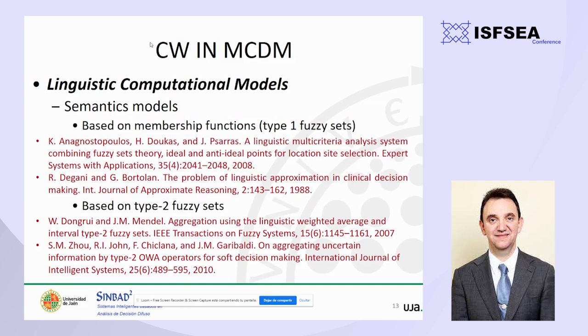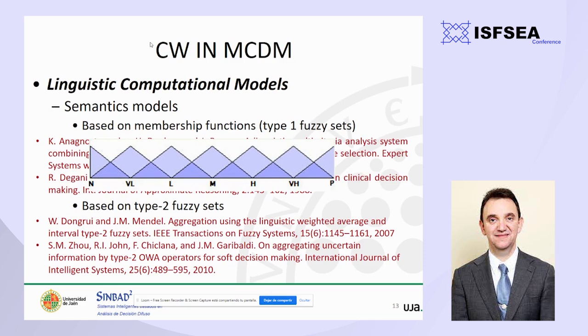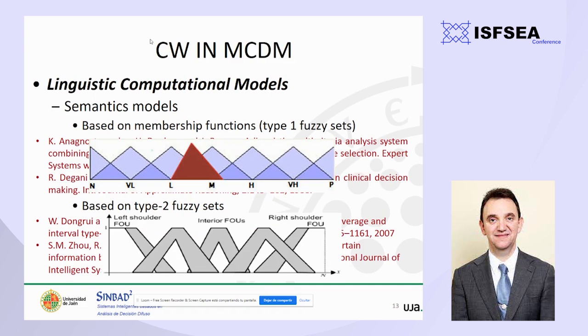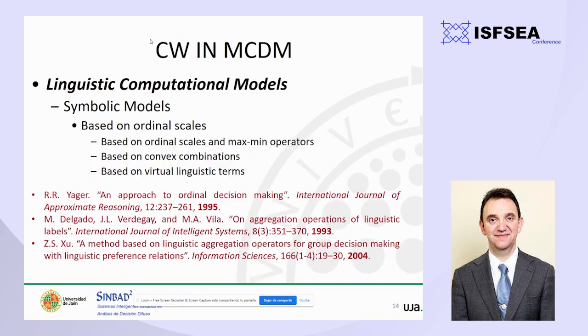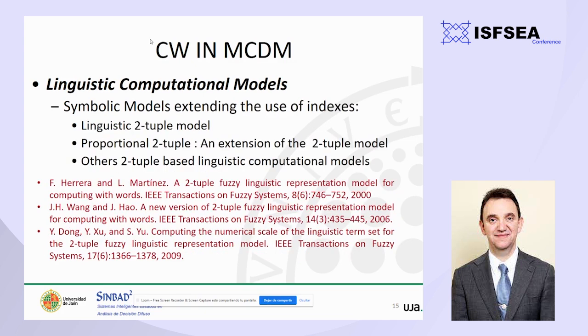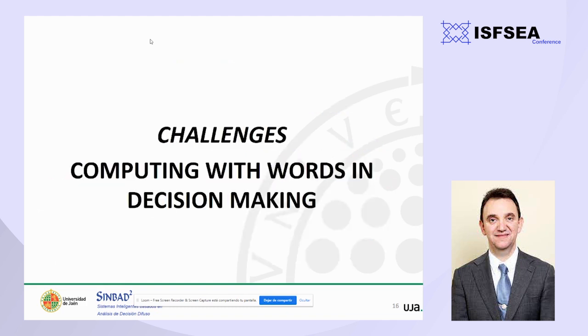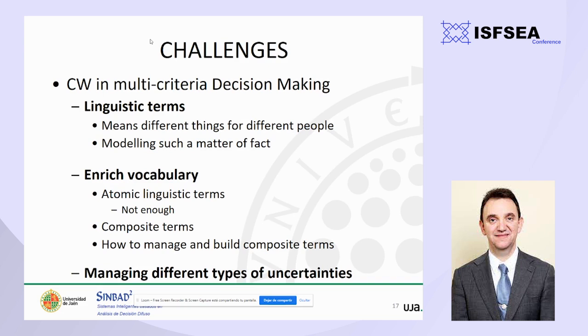So to deal with words in fuzzy linguistic approaches, different computational models have been developed. Semantic models deal with the membership functions, type 1 or type 2 membership functions. The results are also fuzzy membership functions that are more difficult to understand, and they need some kind of approximation to obtain a result. Later on, different computational models based on symbolic approaches have been developed that deal with the indexes and order of the linguistic information, and some extended models like the linguistic tuple have been widely used in decision making. What are the main challenges of computing with words in decision making?